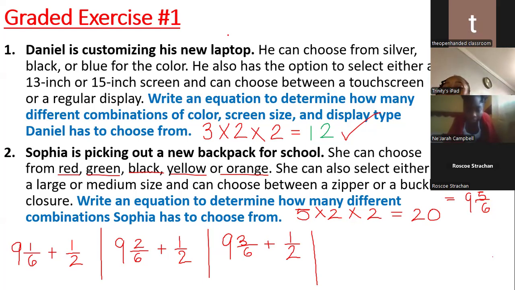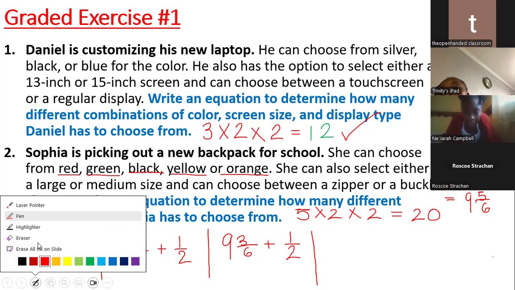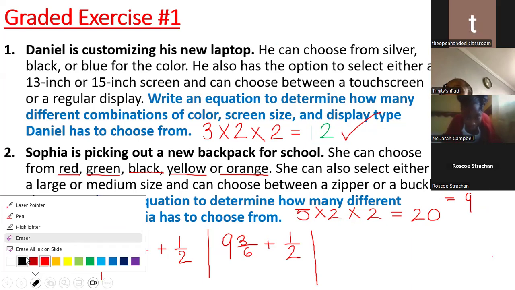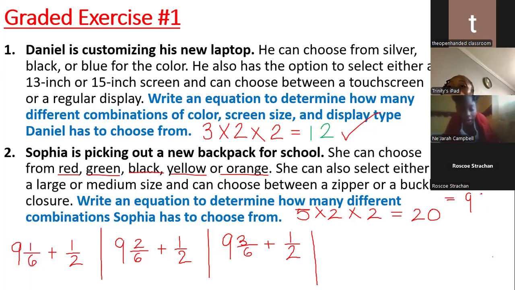Hello? Yes, sir. Can you hear me? Yes, sir. 9 and what? 5 over 6. 9 and 5 over 6, okay. Can I do number 3? The young man already asked for it. Oh. Go ahead, Roscoe. Roscoe? Where's Roscoe? Okay, go ahead, Najara, since I don't hear from him anymore.